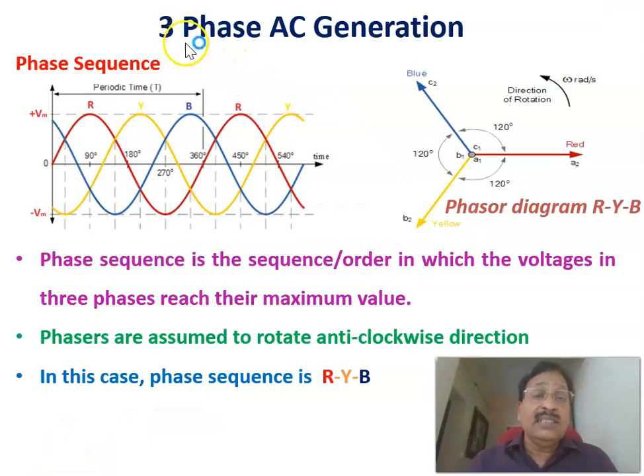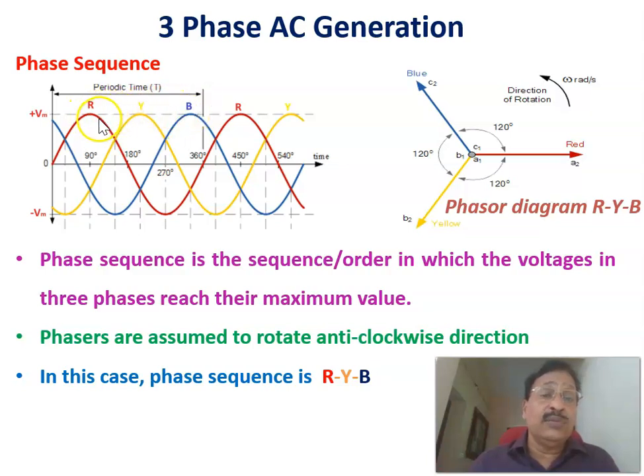Now let us see what is meant by phase sequence, continuing from the three-phase generation. Phase sequence means the order in which the voltages in the three phases reach their maximum value. For example, in a three-phase voltage, as we already explained, this is the R phase, this is the yellow phase, and this is the blue phase.